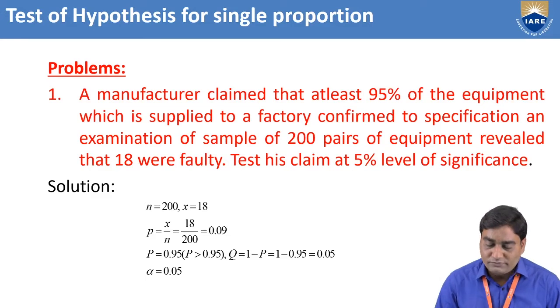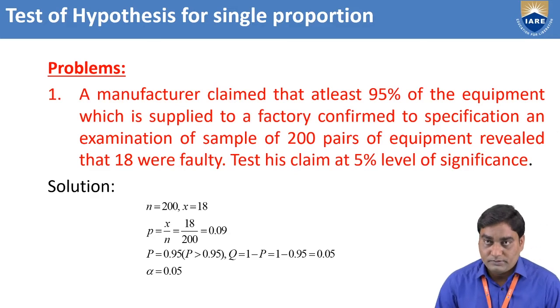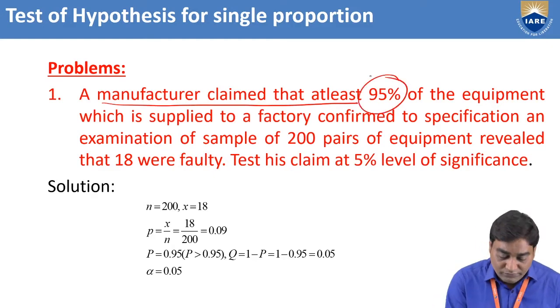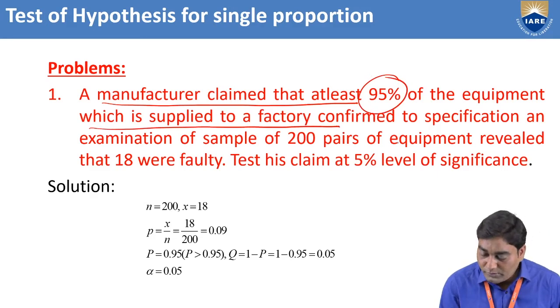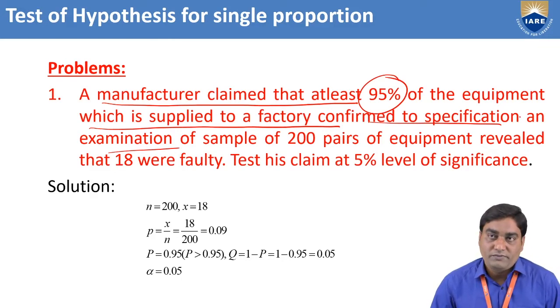The description of the problem is, first we need to identify which test is suitable for the given problem. Right? A manufacturer claimed that at least 95% of the equipment which is supplied to a factory conformed to specification and examine. Conformed to specification. The manufacturer is claiming that whatever equipment is supplied, 95% of his equipment is in good position.